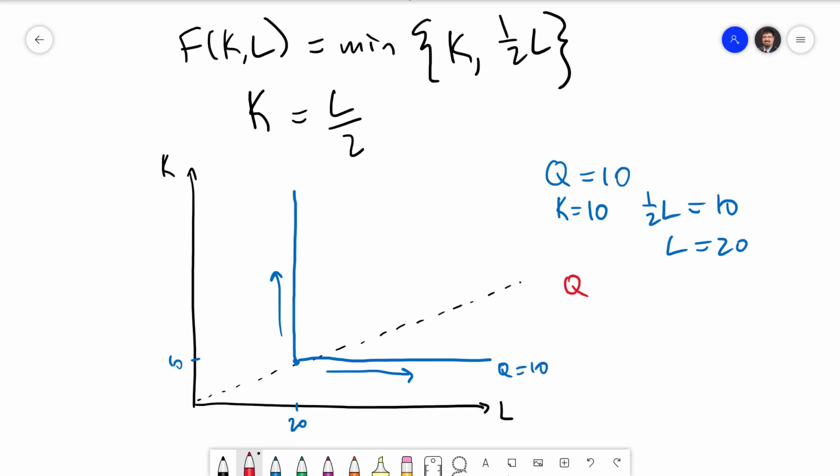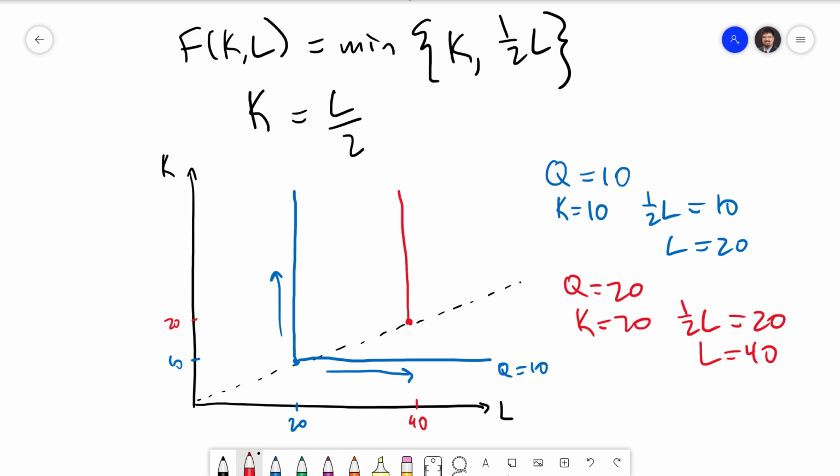Let's do another one with Q equals 20. Here, K will have to equal 20, and 1/2 L will have to equal 20, which means that L will equal 40. We'll graph that in, 20 and 40. And that one will look like this. Just like with linear, we can keep adding more and more of these if we want to, but all of these isoquants will have an L shape with the corner lying on our line K equals L over 2.